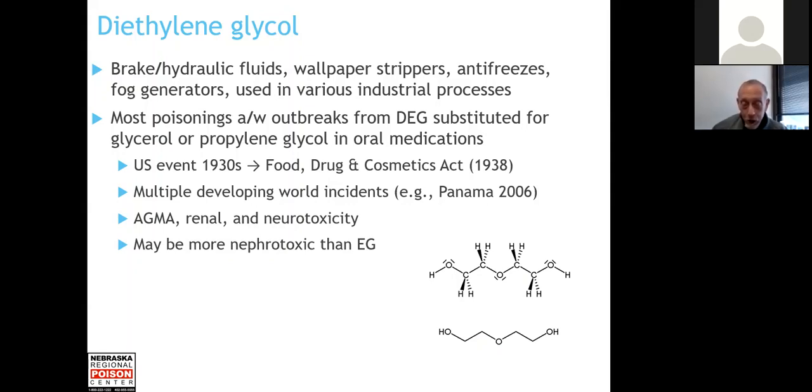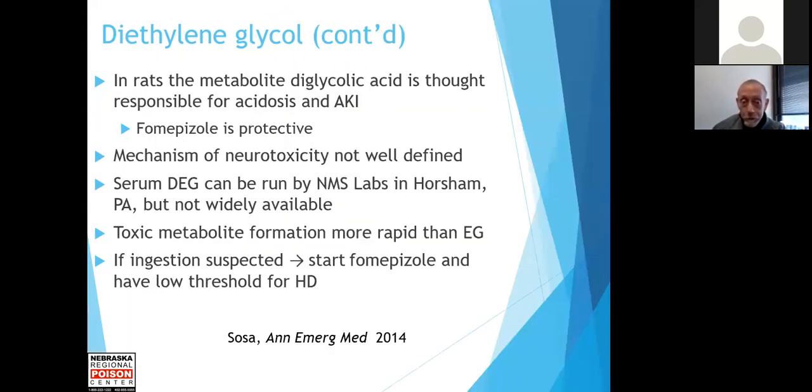So in some ways, it's similar to ethylene glycol. It's been shown in animal models that diethylene glycol toxicity is from a metabolite that's responsible for the acidosis and for the kidney failure. The mechanism of neurotoxicity is less known. But we recommend if you suspect diethylene glycol, the treatment is fomepizole and nephrology consult. And we think it's more nephrotoxic than ethylene glycol.